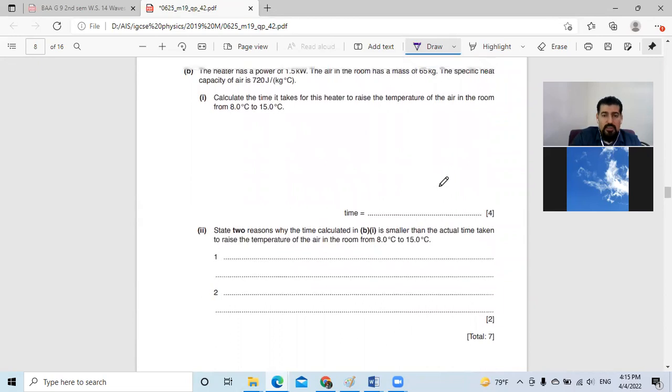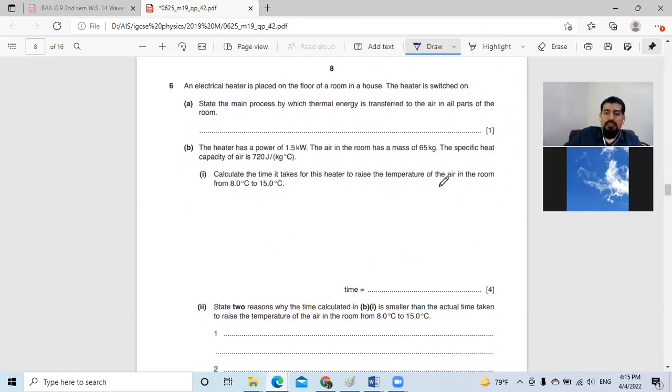Right, next. Question number 6. What do they ask? Look here. An electric heater is placed on the floor of a room inside a house. The heater is switched on. State the main process by which thermal energy is transferred through the air to all parts of the room. Now, because we are talking about air, that means we are talking about fluids, and how is heat transferred through fluids? Thank you, Muhammad. Another answer. Bravo. Convection, not convectional, convection.